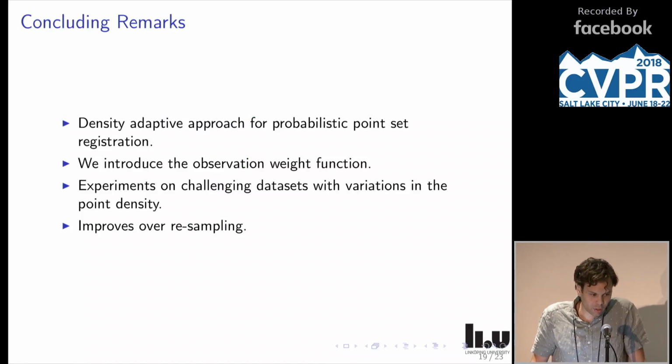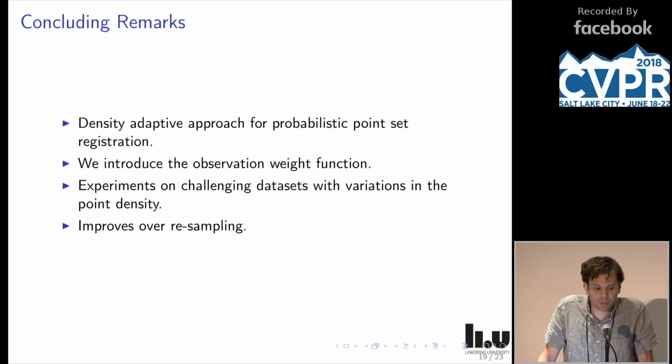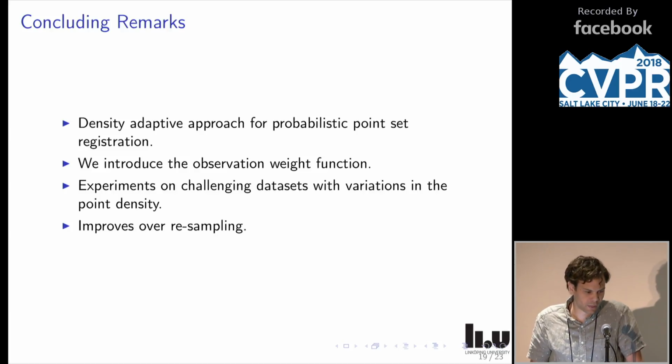So to conclude, we proposed a density adaptive approach for probabilistic point set registration. We did it by minimizing the KL divergence between the latent scene distribution and our probabilistic model, and this was realized by introducing these observation weight functions. We performed experiments on some challenging LiDAR data sets with significant variations in point densities, and we showed improved results compared to resampling.